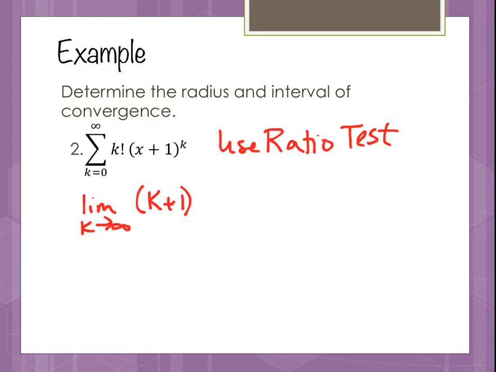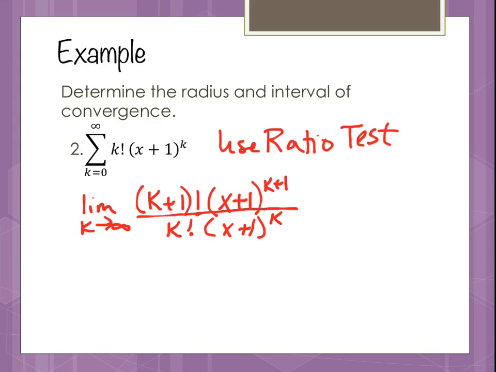So here's that k plus 1 factorial. I have x plus 1 to the k plus 1, and this is all over k factorial, x plus 1 to the k, all in absolute value, right? Sorry, my absolute values are a little slanty there.